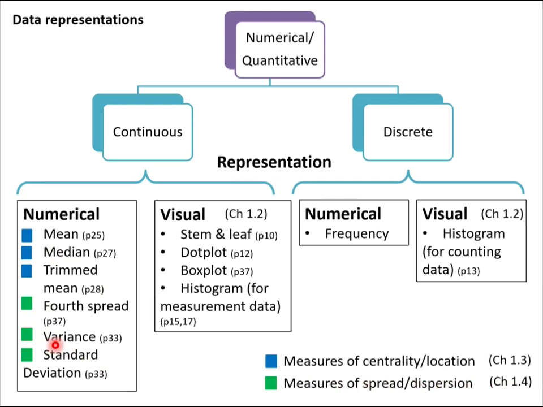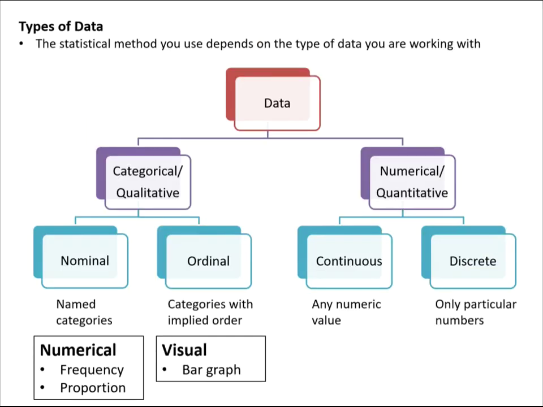So, you see a lot of emphasis comes on this continuous side more so than the discrete. But yeah, that's okay. I just want you to see the big picture. Not as much attention is given on this branch because there's not that much you can do when you have categories other than frequency or proportion and bar graphs.